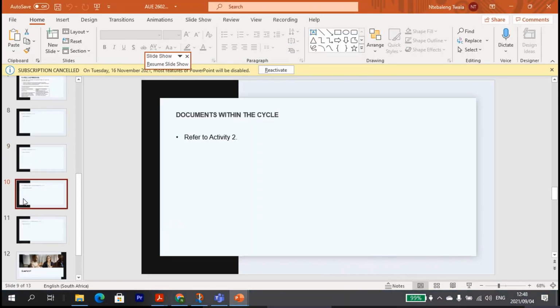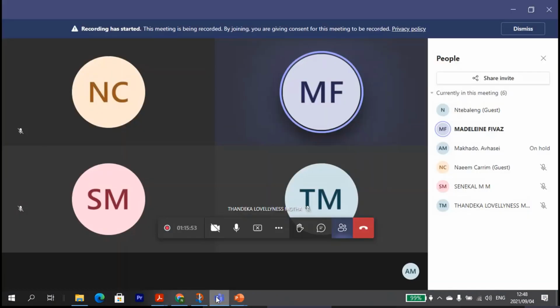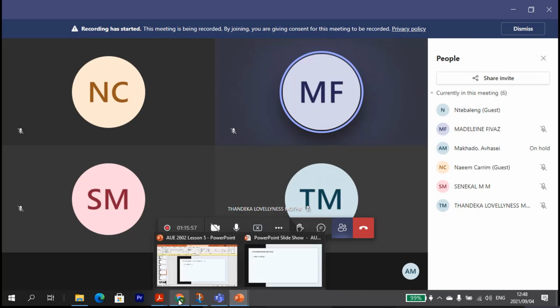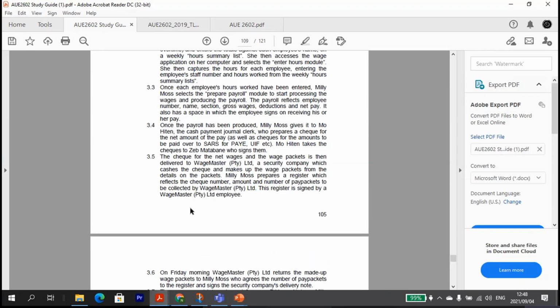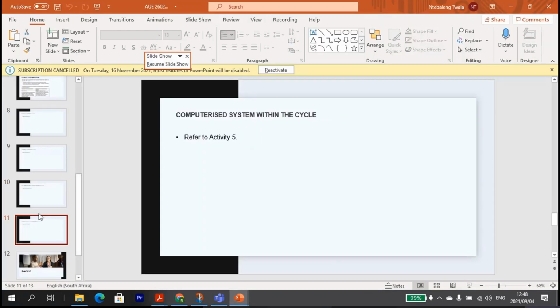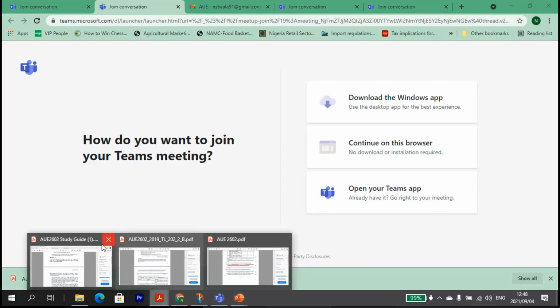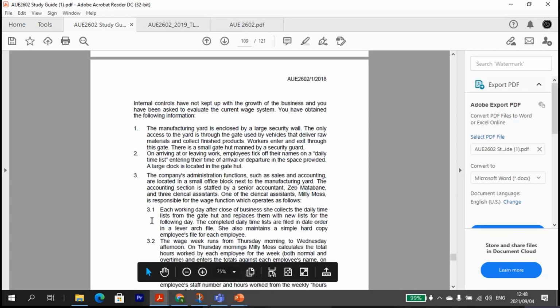Now we get to the exciting part. Let's look at activity 3 and 4. Okay. Let's look at activity 4, because I'm looking at time. And then after looking at activity 4, we will look at one of the questions for payroll. So let's look at activity 4.